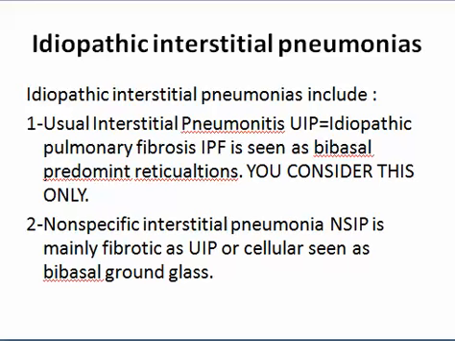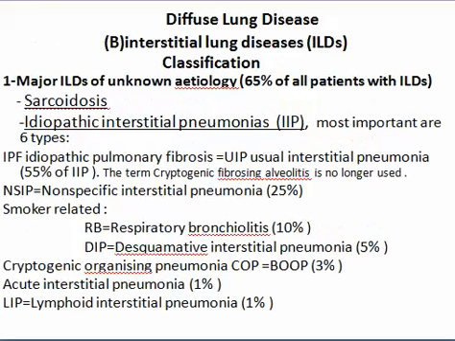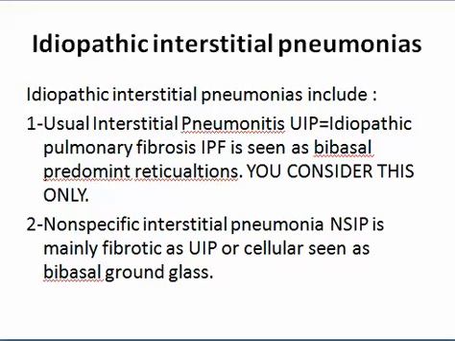The second one is the non-specific interstitial pneumonia, which is mainly fibrotic. And if we go back again, the non-specific interstitial pneumonia forms 25%, and it's mainly seen as bi-basal ground glass. So your job is finished. 80% of the idiopathic interstitial pneumonias are basal and peripheral. It is either predominant reticulations in 55%, and this is called idiopathic pulmonary fibrosis, or it is bi-basal ground glass, and this is called the non-specific interstitial pneumonia. So you are in between these two.